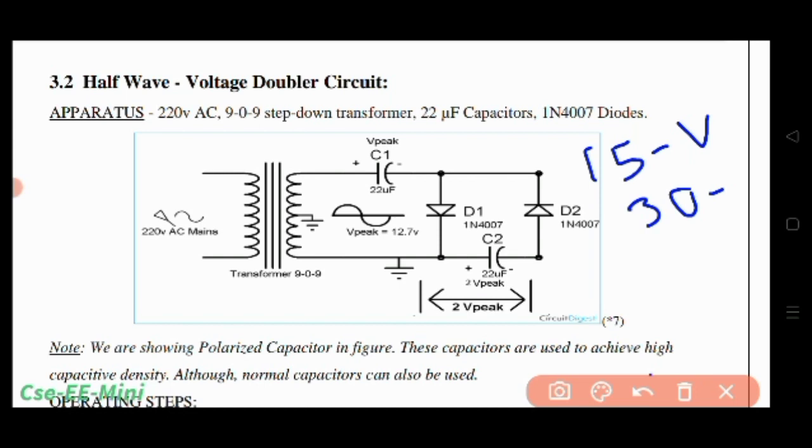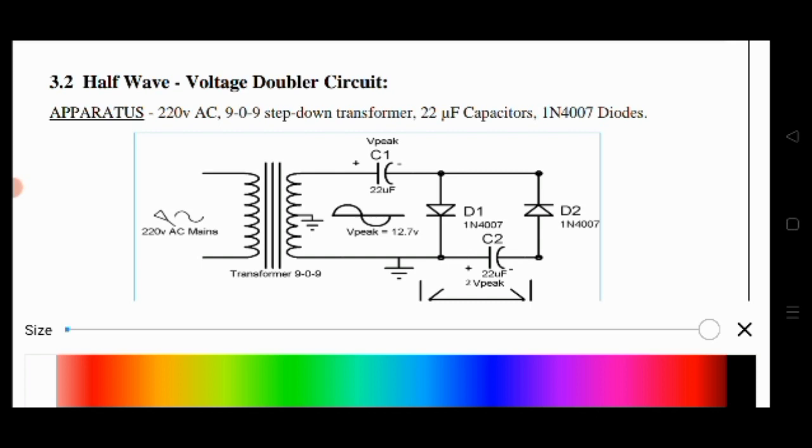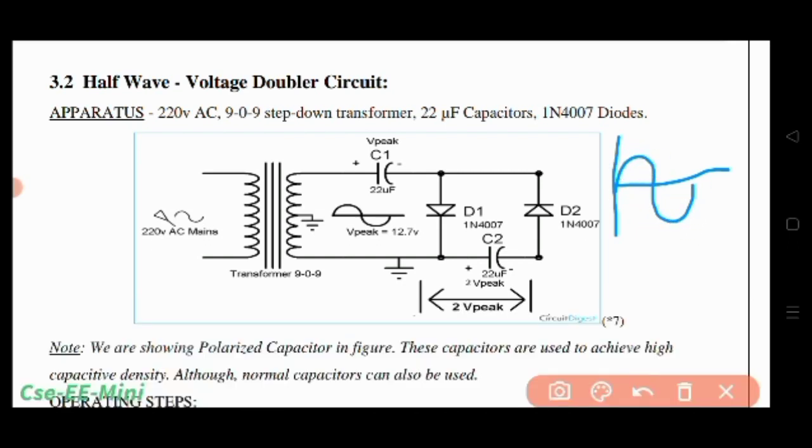So let us now move to the depth of understanding this circuit. Firstly, the sine wave of the AC voltage is the most important thing here, because this will decide which capacitor will charge and which capacitor will discharge. Let me just draw the first positive half cycle. So this is the first positive half cycle you can see here.